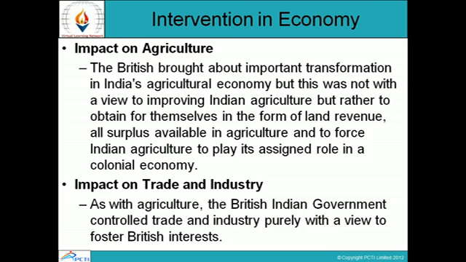It also had a huge impact on trade and industry. As with agriculture, the British Indian government controlled trade and industry purely with a view to foster British interests, to gain a lot of interest, to gain wealth. They controlled trade and industry with the sole aim of profit, of earning money and robbing the Indian economy of money. This was the kind of impact they had on trade and industry of Indian society.